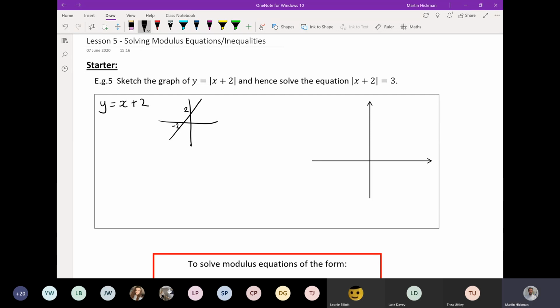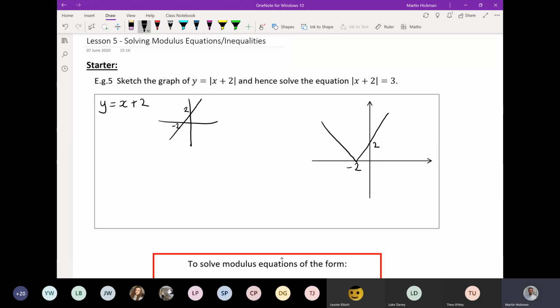So it's going to have a y-intercept of 2 and it's going to cross the x-axis at -2. So when we find the modulus of this, we're simply going to flip the negative parts in the x-axis and we should get something that looks like this. That's just a reminder of what we did yesterday.